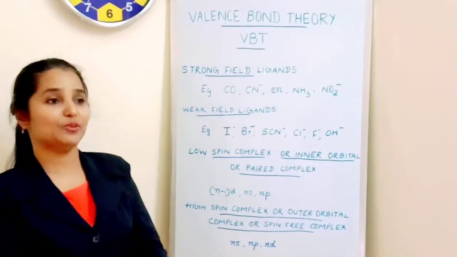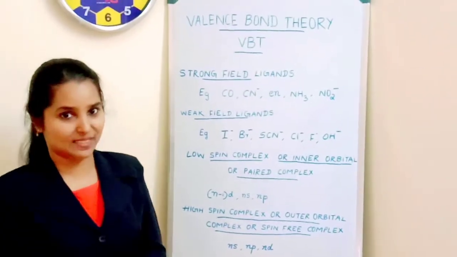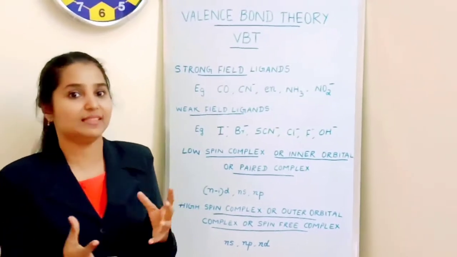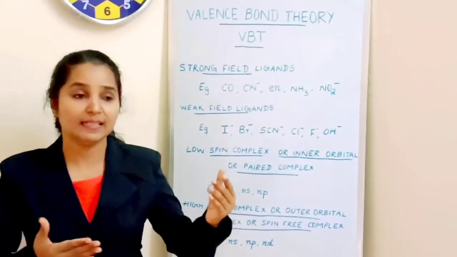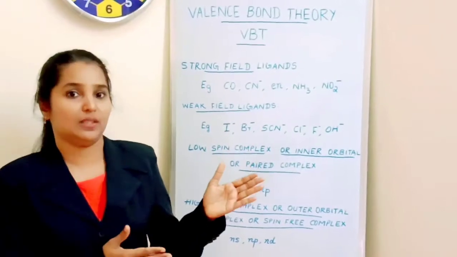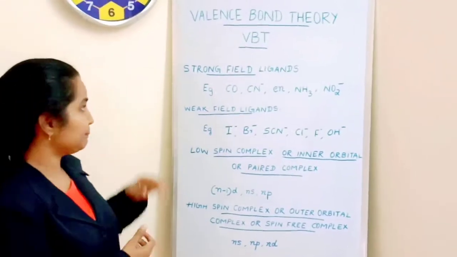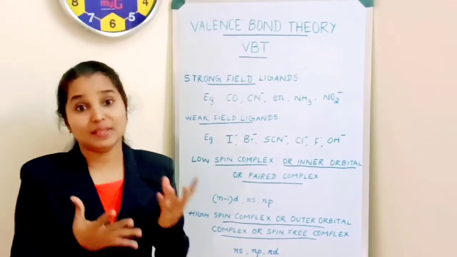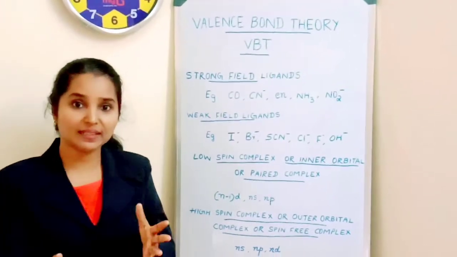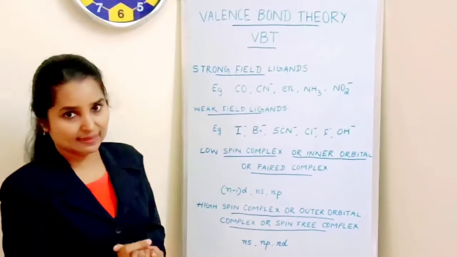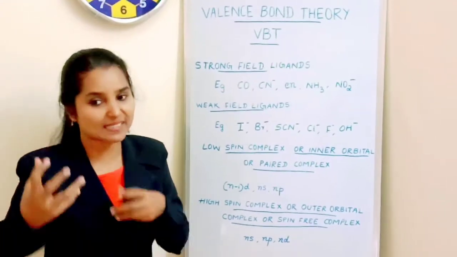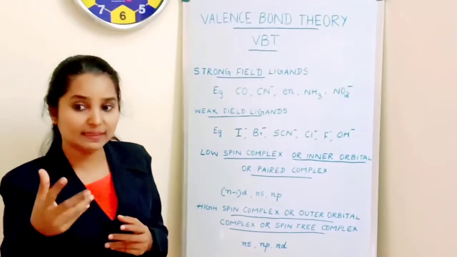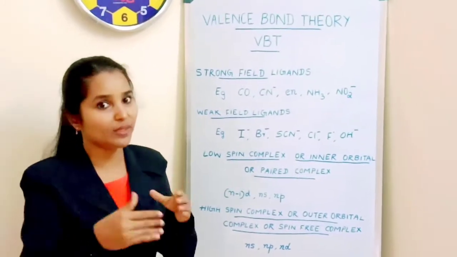Before going to examples or explanations, you have to be familiar with certain things if you want to deal with coordination compounds in view of valence bond theory. First thing is, ligands are different. Some are strong field ligands, some are weak field ligands. So you should have some idea, by seeing a particular ligand, whether it is a strong field ligand or a weak field ligand. Only then you can go further.